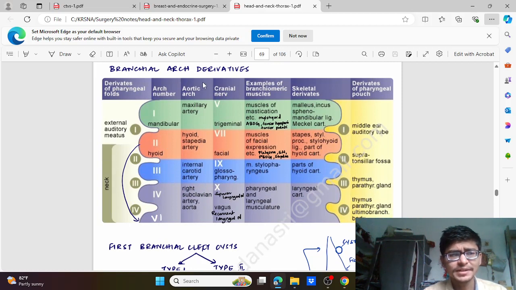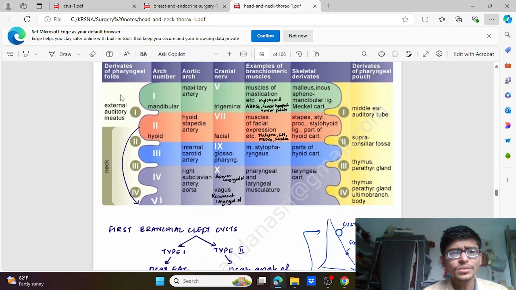Now the branchial arch derivatives. The first arch: the skeletal derivatives are the malleus, incus, sphenomandibular ligament and Meckel's cartilage. Muscles will be the muscles of mastication, mylohyoid, tensor tympani and tensor palati. The nerve will be the trigeminal nerve, and the artery will be the maxillary artery. It is known as the first arch or mandibular arch.